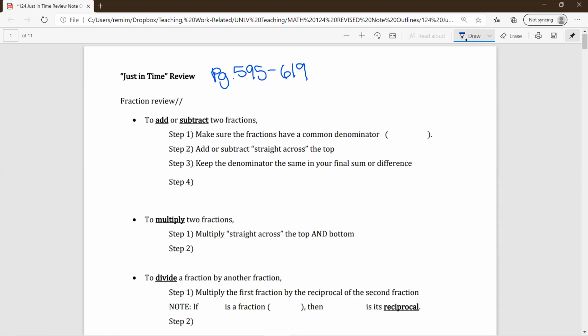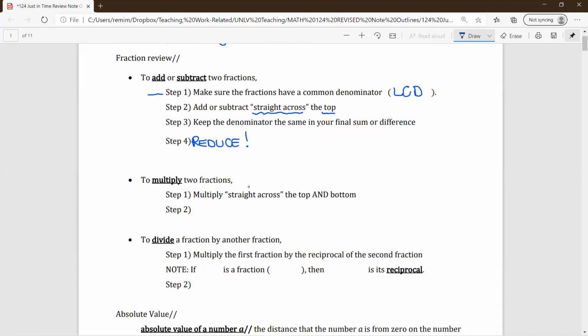We're going to start with a review of fractions. I'm not going to do any actual examples of the fraction stuff. This is just general directions for how to deal with fractions. First, to add or subtract two fractions, step one: make sure that the fractions have a common denominator, which we often call the LCD. Once the fractions have that common denominator, step two, you just add straight across the top. And on the bottom, you keep the denominator the same in your final sum or difference. And then step four, very important, always make sure that you reduce. So that's for adding or subtracting two fractions.